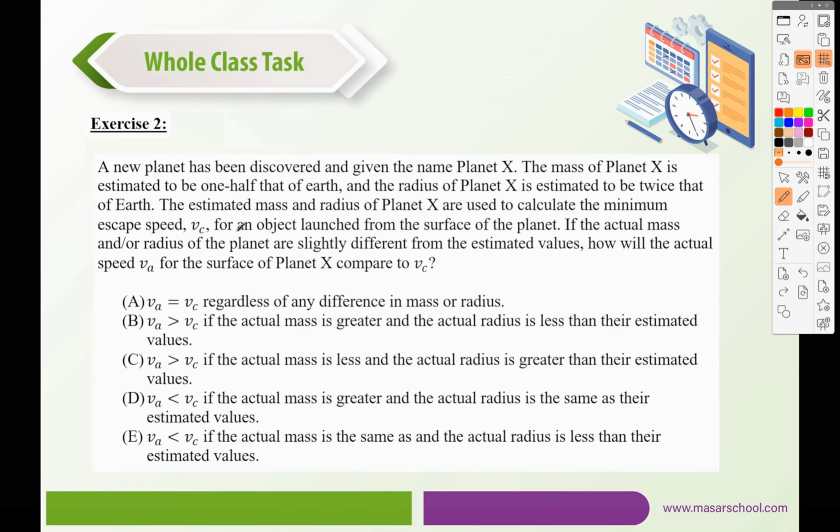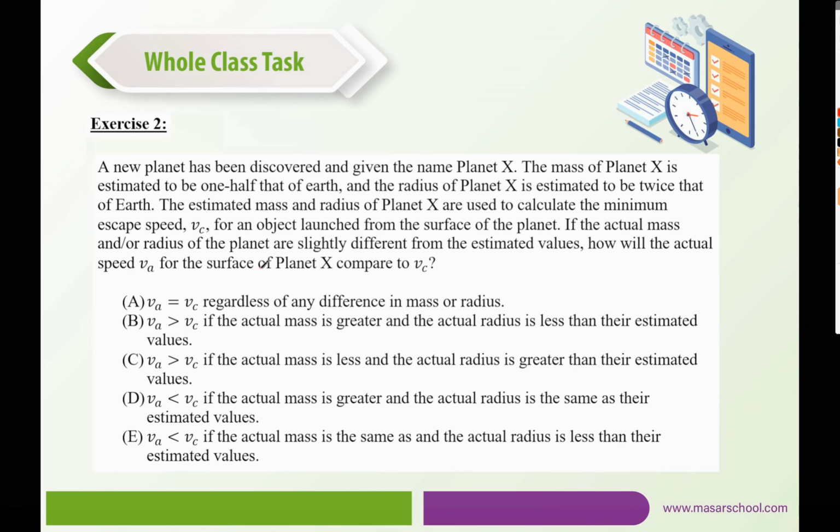Now a new planet has been discovered, and given the name Planet X. The mass of Planet X is estimated to be 1/2 that of Earth, and the radius of Planet X is estimated to be twice that of Earth. The estimated mass and radius of Planet X are used to calculate the minimum escape speed Vc for an object launched from the surface of a planet. If the actual mass and/or the radius of the planet are slightly different from the estimated values, how will the actual speed Va for the surface of Planet X compare to Vc?